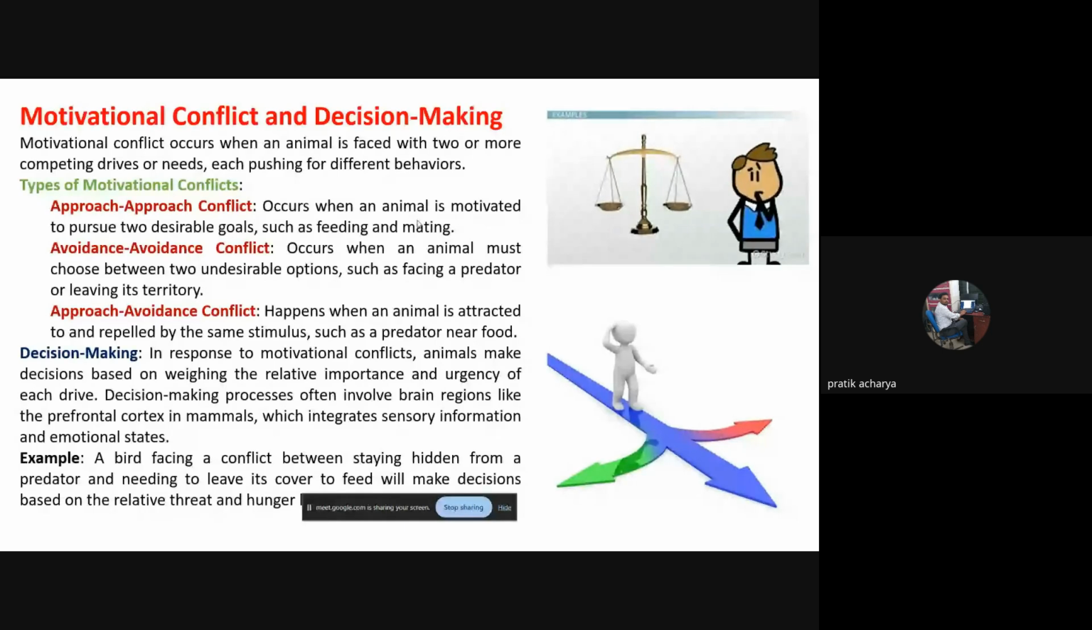One example is cited here. A bird facing a conflict between staying hidden from a predator and needing to leave its cover to feed will make a decision based on relative threat and hunger. So these are different kinds of examples. Also, you can cite from different sources. These are one or two examples I have cited here for your understanding, but you have to mention these different kinds of motivational conflict with certain examples.